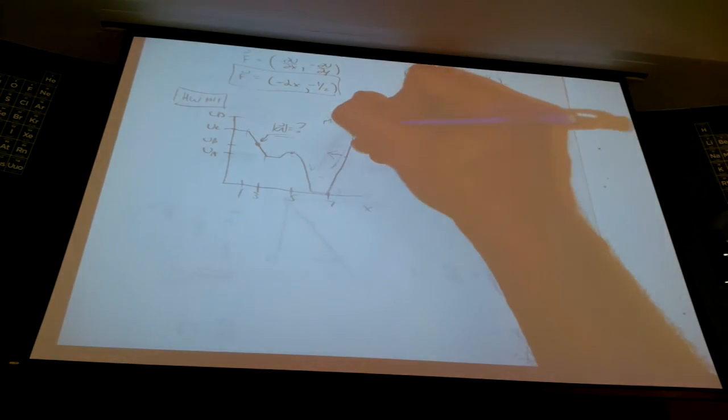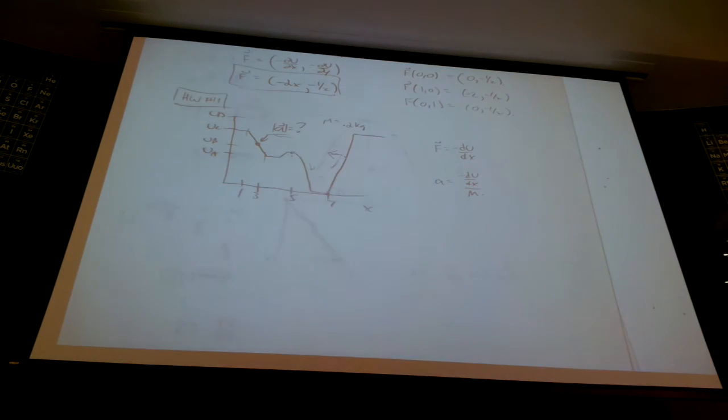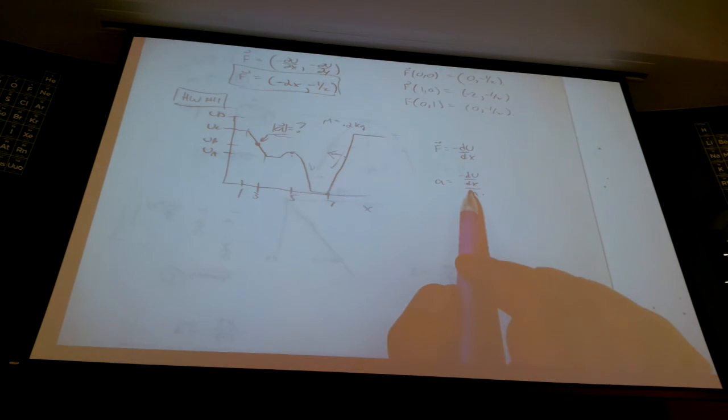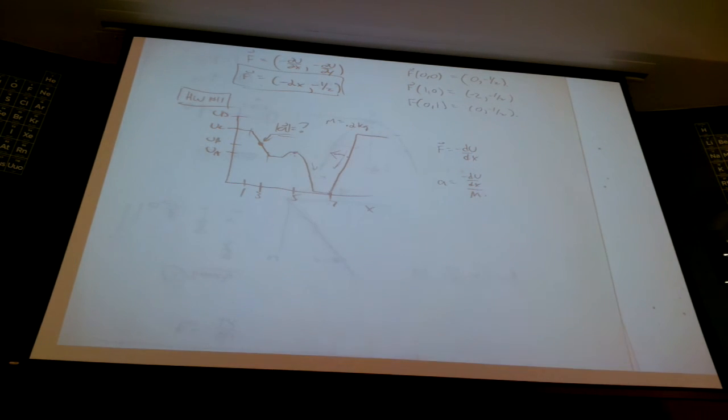It's 0.2 kilograms. Okay, so that gives you the force. And that makes sense. If there's more slope, it's going to feel a higher force, and it's going to want to go to the right, because the slope is negative. Okay, so that's the first question. Are there any questions on how I do that? I'm not going to do it, but that's the process.